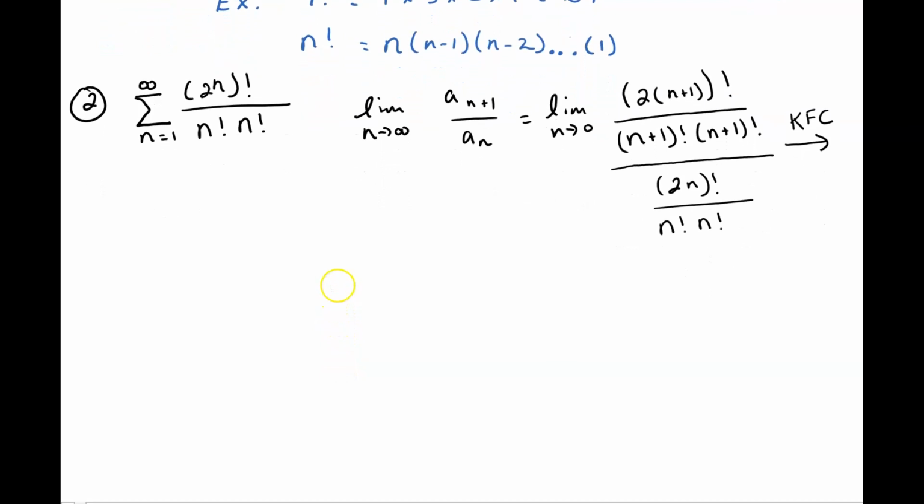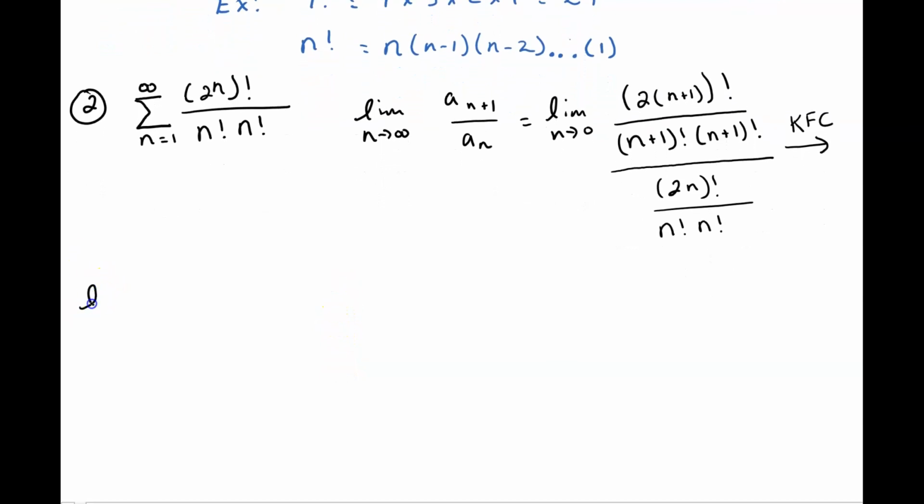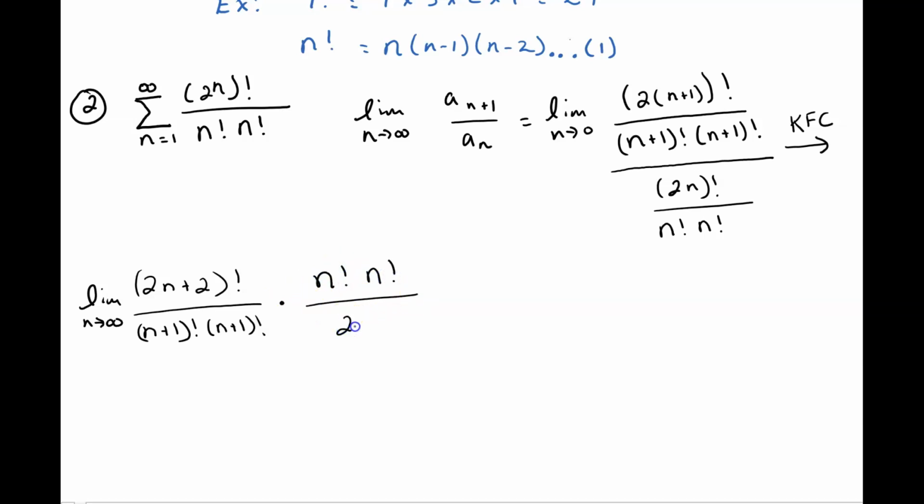All right, so let's see what this looks like. We have the limit as n goes to infinity. I'm going to distribute that 2, so I'm going to say 2n plus 2 factorial, divided by n plus 1 factorial times n plus 1 factorial, multiplied by n factorial times n factorial divided by 2 to the n factorial.